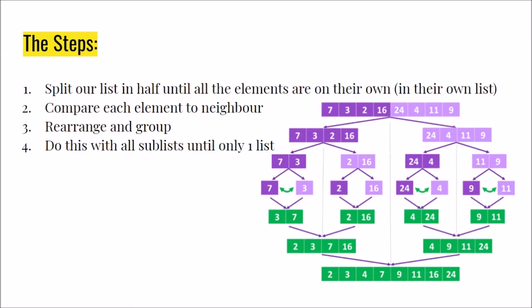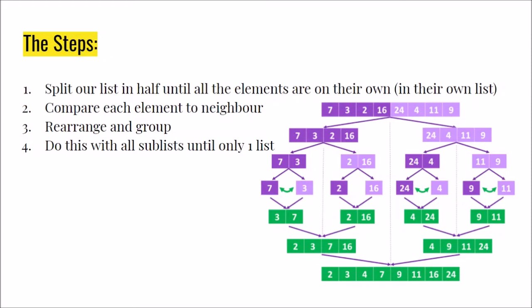All right, so what are the steps to accomplish merge sort? First we're going to split our data in half, and we're going to keep splitting until all the elements are on their own, in their own list. We can see that in the diagram on the right. We have our big list at the top, and then we split it into two. 7, 3, 2, and 16 is now a sublist, or a smaller section of the list. Then we split that into two again, to 7 and 3, and we split it again to 7 by itself, and then we have 3 also by itself in a separate sublist.